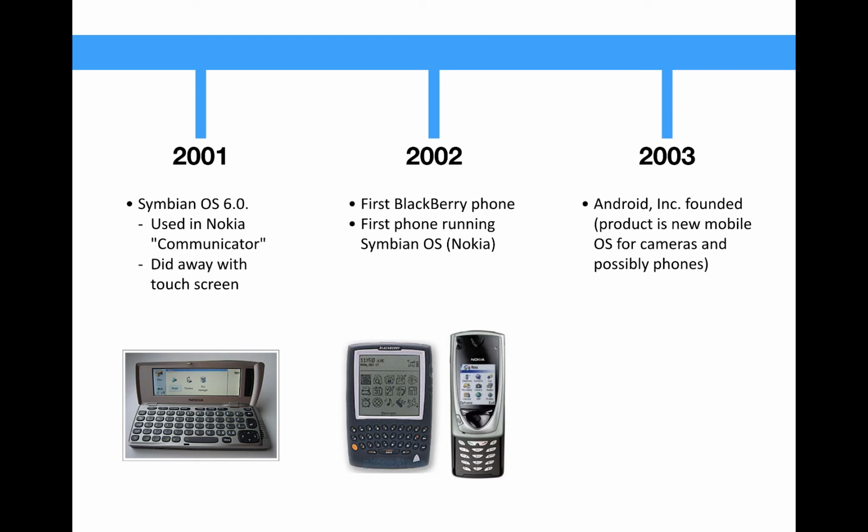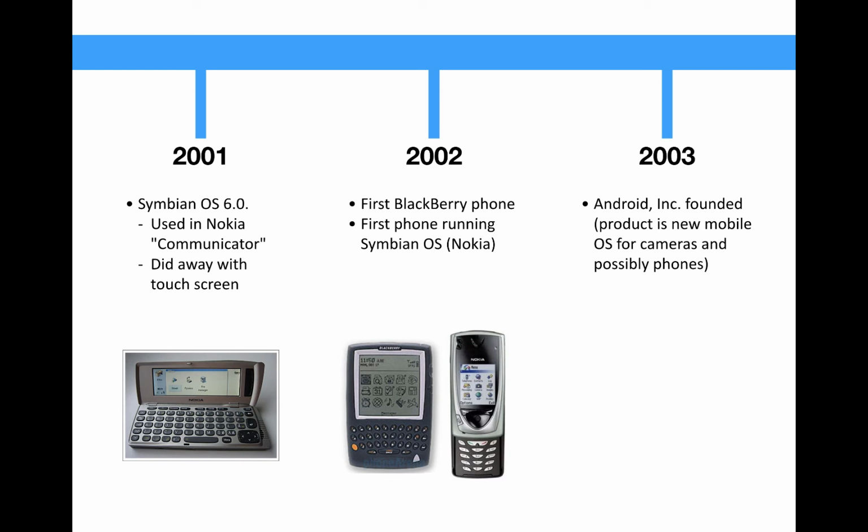In 2002, the first BlackBerry phone was released. It looked like a PDA, and you had to attach an earphone to the device to use the phone feature. Also in 2002, the first phone running Symbian OS came out. This one actually did look and work like a mobile phone. It had a number pad that you could slide out when you needed it. But to send text messages, you had to use the number keys and tap multiple times if you wanted certain letters.